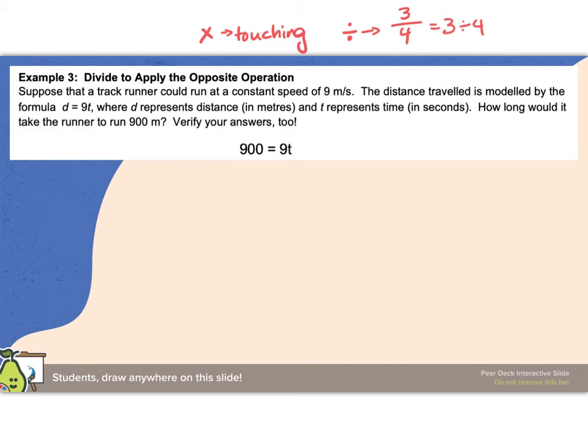Okay, so suppose a track runner could run at a constant speed of 9 meters per second. The distance traveled is modeled by the formula d equals 9t, where d represents the distance and t represents the time. How long would it take for the runner to run 900 meters? Verify your answer too. First of all, I'm just going to rewrite the equation: 900 equals 9t. Don't forget to define your variable. What does that letter mean in a word problem? So let t be time in seconds.